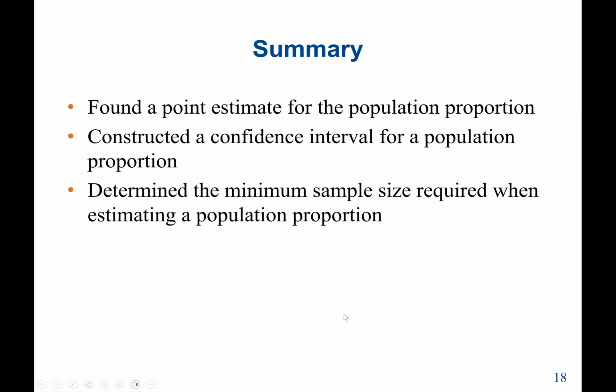So that will be the summary of this lecture. In this lecture, we learned how to find a point estimate. Again, a point estimate is a specific value for the population proportion. So the point estimate is the number of successes divided by the sample size. We also learned how to construct the confidence interval, where p should be greater than p-hat minus E, and lesser than p-hat plus E.